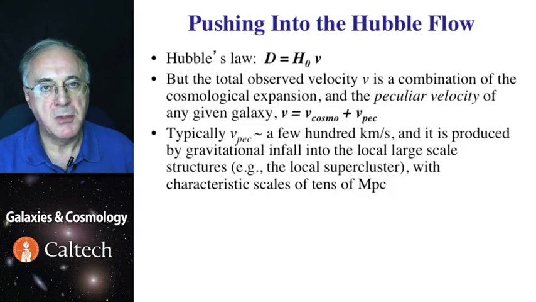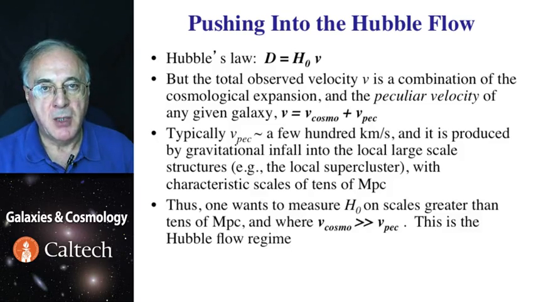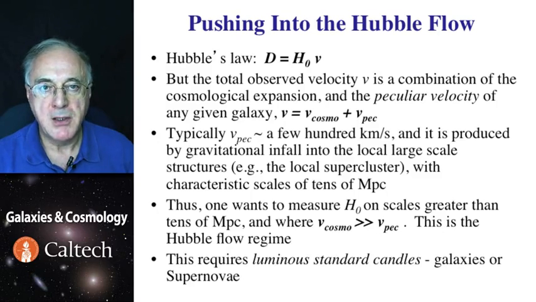Going to larger scales, things pretty much average out, and if the peculiar velocity is a few hundred kilometers per second, a few thousand kilometers per second of Hubble flow would make that 10%. If we go to a few tens of thousands of kilometers per second of recession velocity, then the peculiar velocities will only matter on a percent level. This is why we'd like to measure the Hubble constant to distances that are considerably larger than 100 megaparsecs. And for that, we need some very luminous objects. Galaxies and supernovae are such luminous objects, and both have been used to push measurement of the Hubble constant all the way out to the Hubble flow.